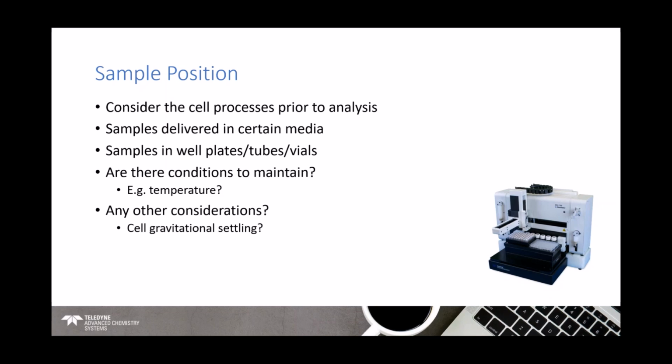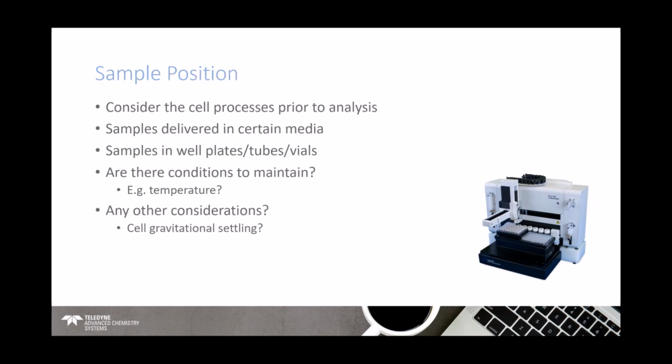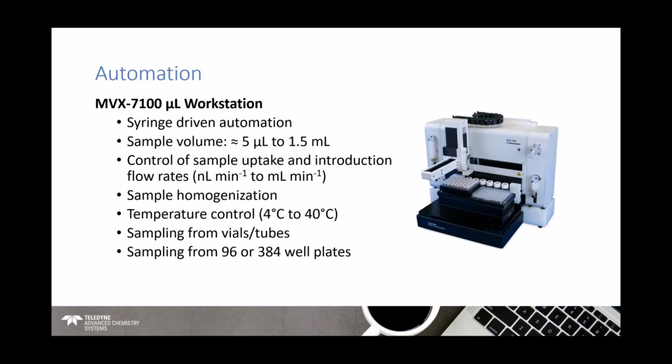So the automation. So we start with our samples in well plates or tubes in a certain media. And what we have here is for our sample introduction to ICP-MS for single cells, this is what we've been working with, the MVX 7100 system. So this is a syringe-driven autosampler as a front end for ICP-MS, which is more appropriate for single cells.